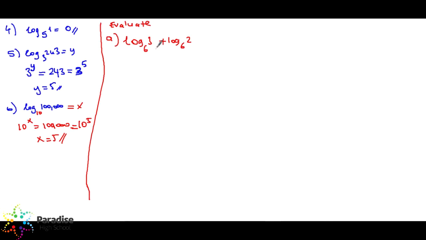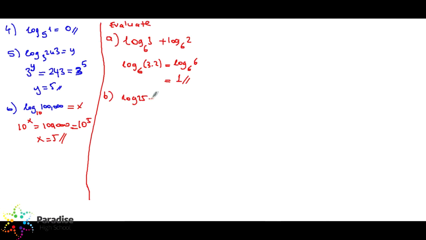Now, we need to analyze this. We have got two same base logarithmic functions here, and there is addition in between. Remember the law? Logarithm base 6, I can write them as 3 times 2. So 3 times 2 makes logarithm 6 base of 6. If these two numbers are equal, now what's the answer? The answer is 1. The next question.